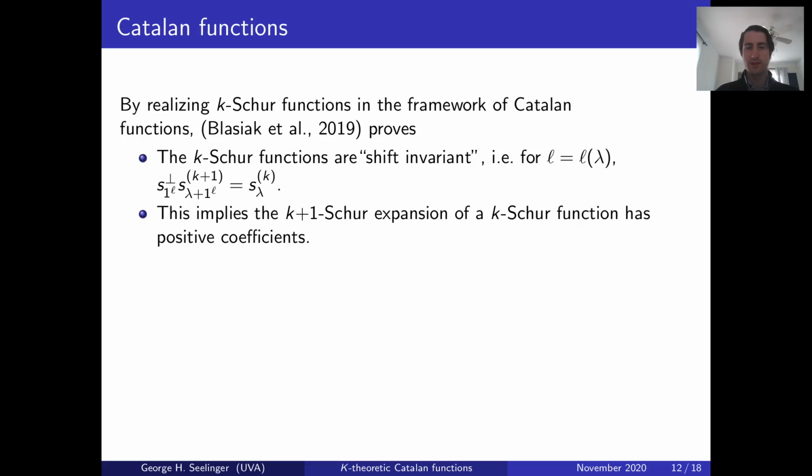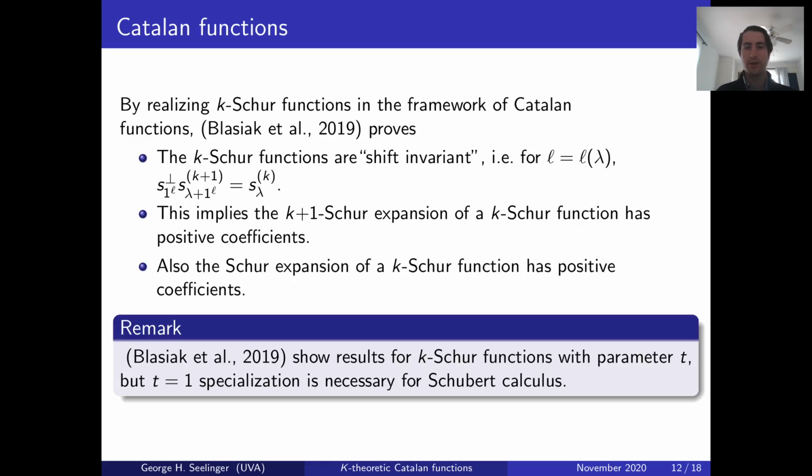This is something that was already known in the t equals 1 case, but they prove this for K-Schur functions with a general t, and also their proof is much shorter and more straightforward than the previously known proof. And then this also implies that the Schur expansion of a K-Schur function has positive coefficients.